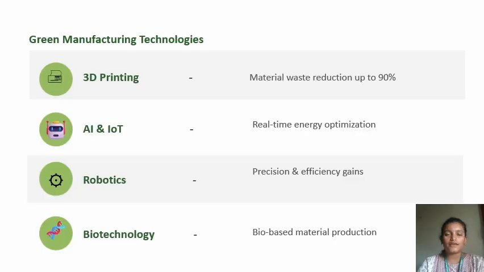Let's see green manufacturing technologies. These four technologies are mostly used in green manufacturing. First one is 3D printing. 3D printing is helpful for reducing waste by using only required materials.